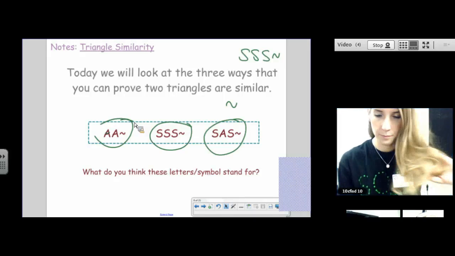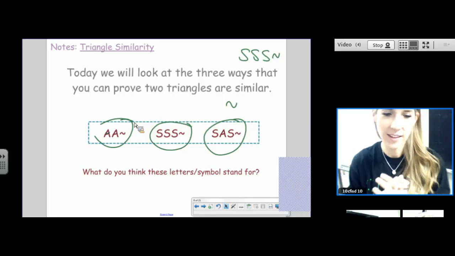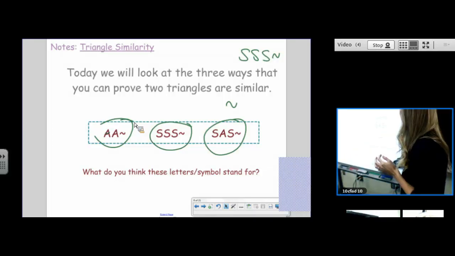Did you write these down? There's 3 of them. You want me to call it a tilde instead of a squiggly? Squiggly is so much more fun to say.